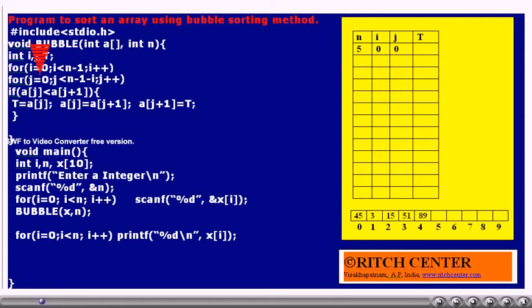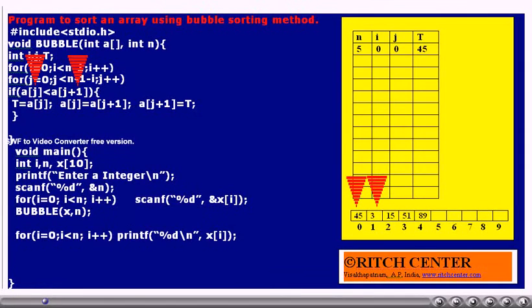Now, j will be made 0. Now, j is compared against n-1 minus i. Currently, the i value is 0 and the n value is 5, so n-1 minus i is 4. Thus, 0, is it less than 4? Yes. Thus, the inner for loop will be executed once.